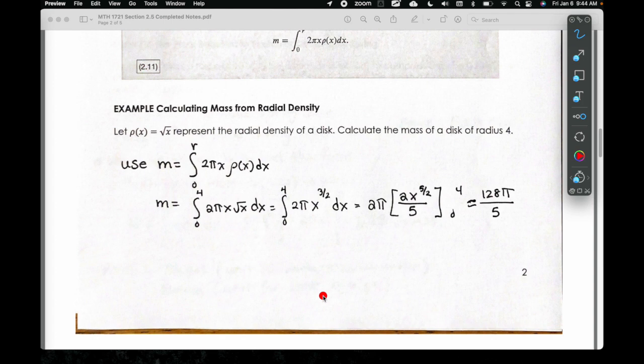Let the density function be equal to the square root of x, and it's going to represent the radial density of a disk. We want to calculate the mass of a disk of radius 4. So the radius is going to be 4, so we're going to go from 0 to 4. Using our formula here, we're going to do 2 pi x, and then we're going to plug in our density function, which is the square root of x, and then of course add in our dx. And when we integrate that, I'll let you work out the details, but you should get 128 pi over 5. And of course, you can put that in decimal format as well.